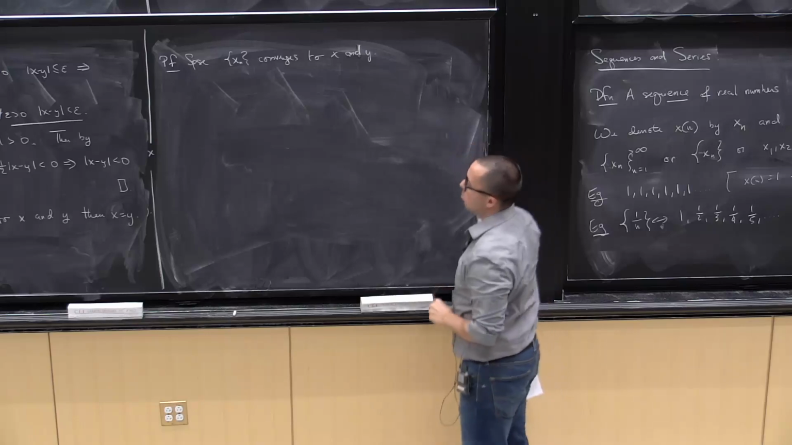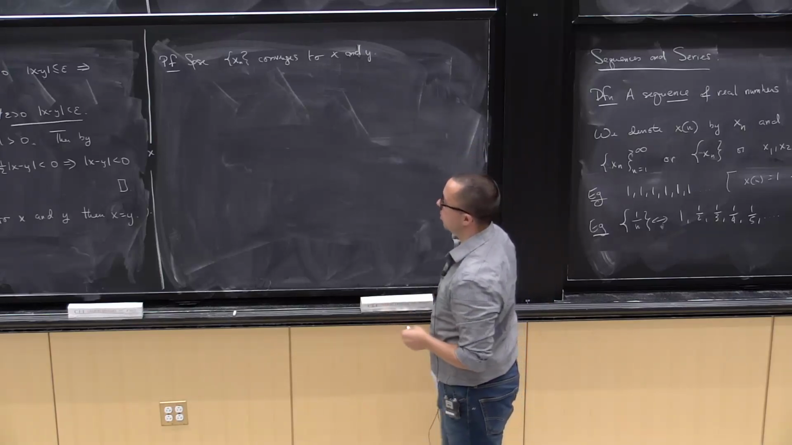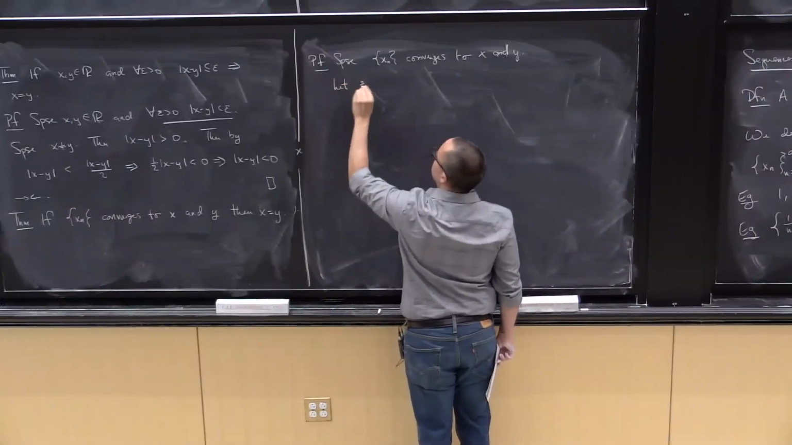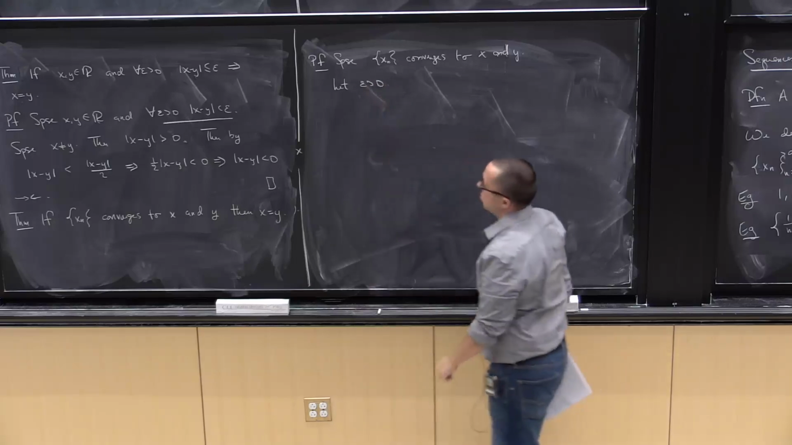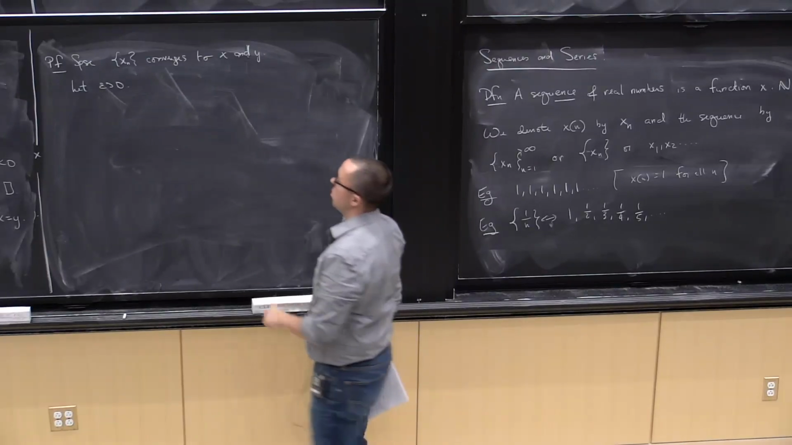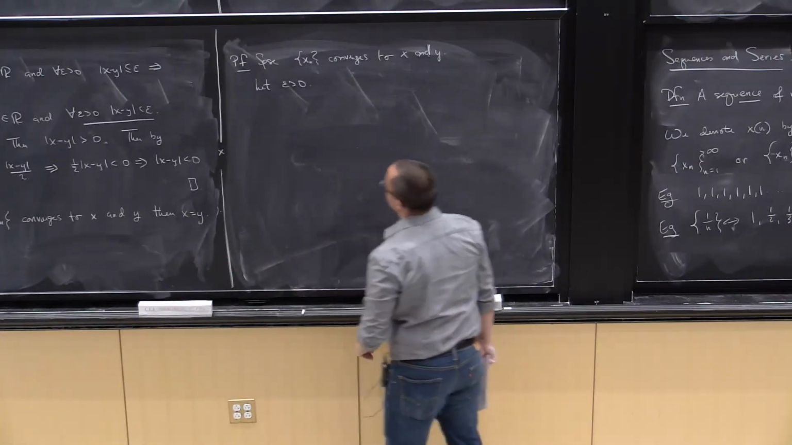Now remember, if I'm proving something for all epsilon, that means I do it for arbitrary epsilon. You get points just for saying let epsilon be positive. Okay, now I want to show the absolute value of x minus y is less than or equal to epsilon. And we're basically going to do the argument that I just erased.